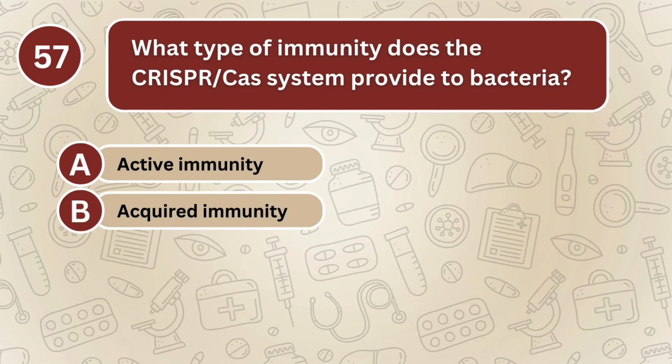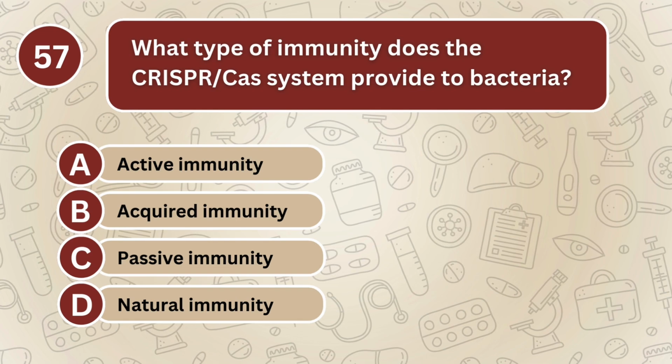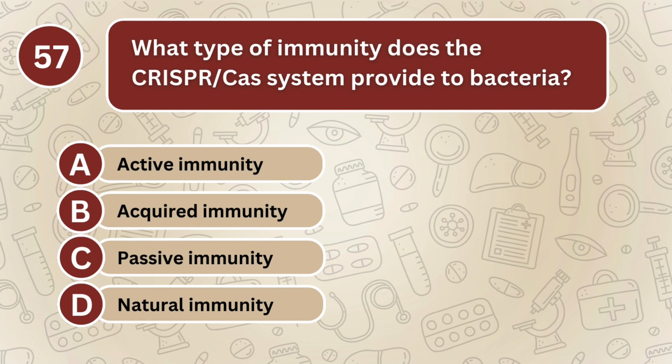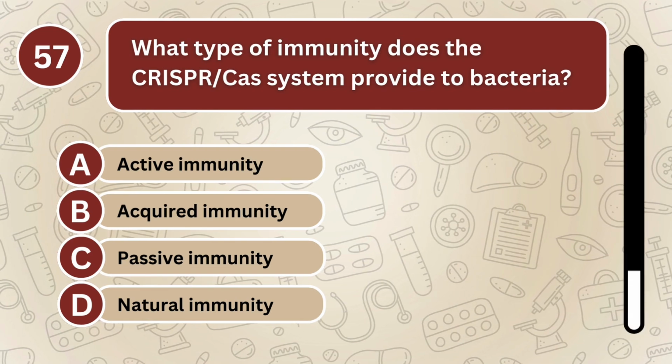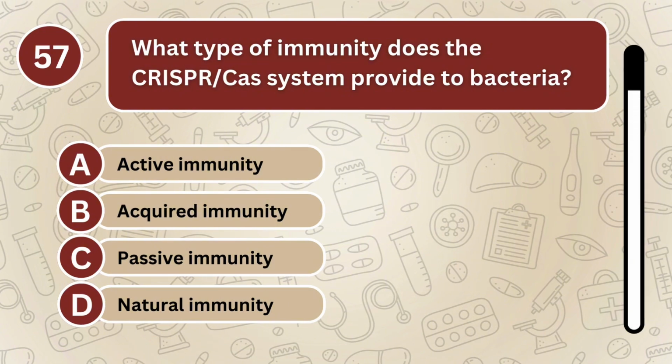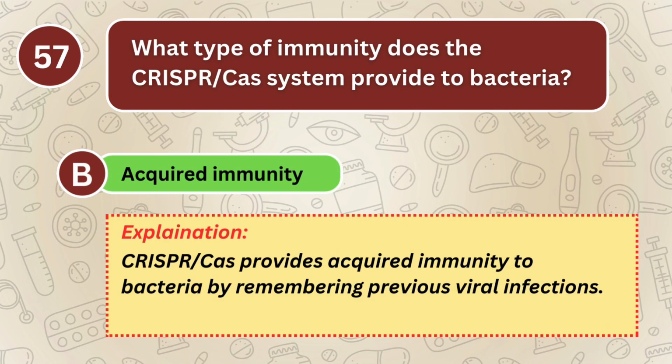What type of immunity does the CRISPR/Cas system provide to bacteria? A. Active, B. Acquired, C. Passive, or D. Natural immunity? Correct answer is B. Acquired immunity.